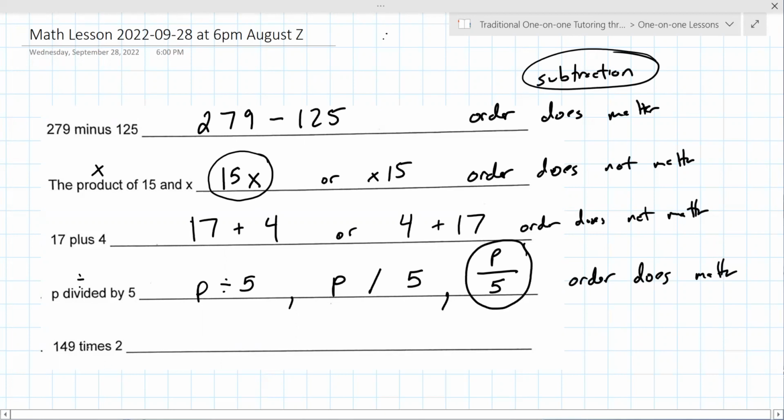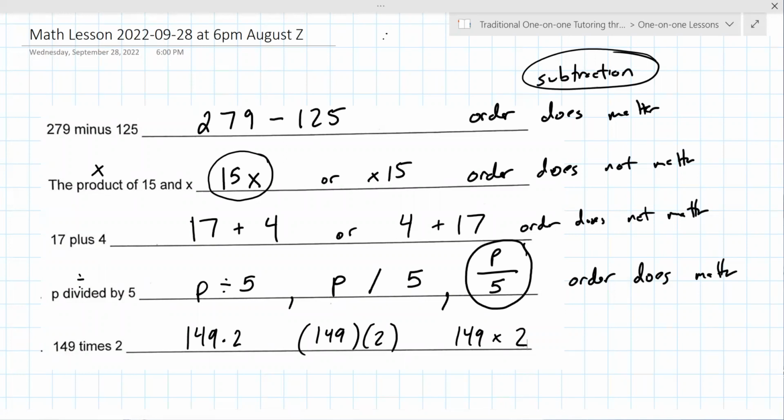How about times? What math operation does that refer to? No, the next one, 49 times 2. 49 multiplication symbol 2. Okay, so hopefully you got that down. 49, you could put a dot 2. You could do 49 parentheses 2, 49 times 2. Yeah, a lot of different ways to do that one.